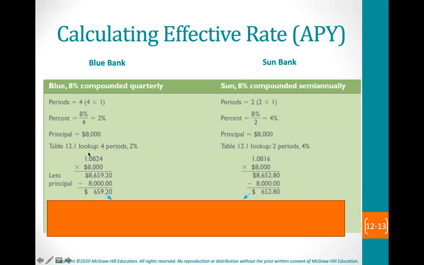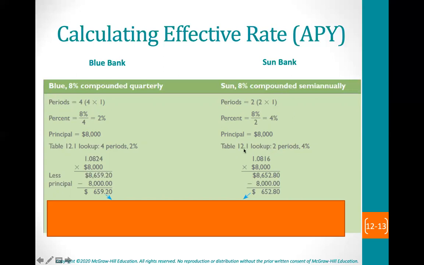When we go to the table lookup for 4 periods at 2%, we get a table factor of 1.0824. That times our $8,000 loan tells us that the amount is going to end up being $8,659.20. The ending amount of $8,659.20 less the principal of $8,000 means that we were paid $659.20 interest by Blue for compounding quarterly.